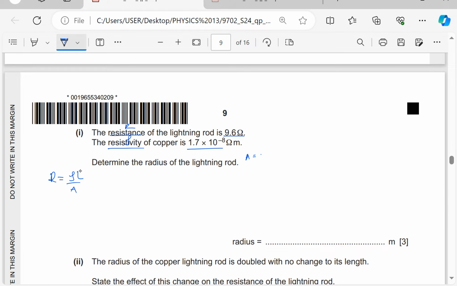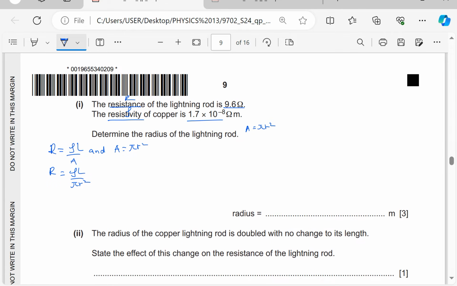So area is equal to pi r squared. So resistance is going to be rho L over pi r squared. I'm just going to make r the subject. So r squared is going to be equal to rho L over pi times capital R. Take the square root of both sides. So small r is equal to the square root of, I will just substitute.